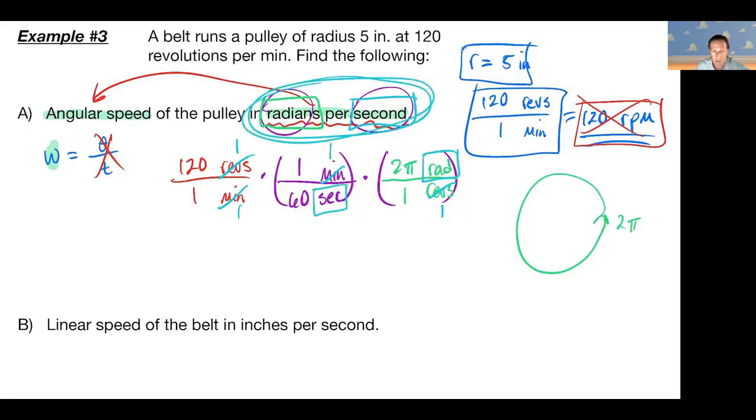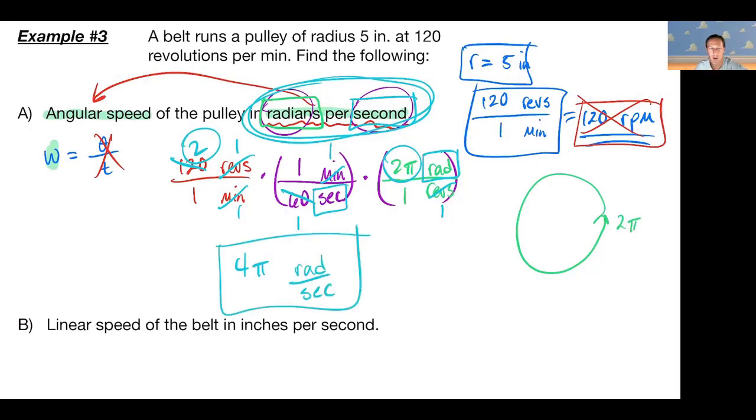So of course, all we're going to do is cancel what we can, and I'm going to go with the easiest: 60 goes into this once and that twice. So the only things left that aren't 1s on top are 2 and 2 pi, which is 4 pi, and everything else on bottom is 1, so I don't even need a fraction. So my answer to this is 4 pi radians per second.